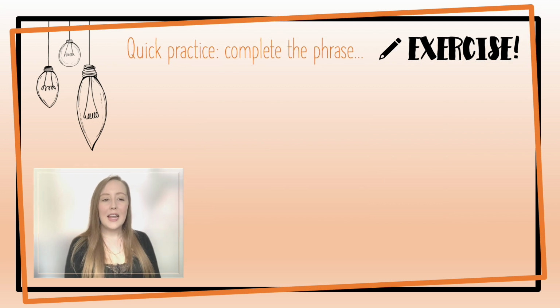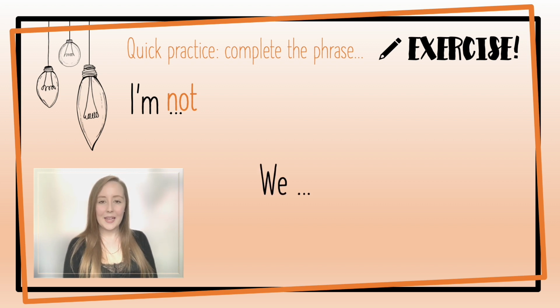Good. Let's try some quick practice. I'm going to show you a word and you are going to tell me the next word in the phrase. Make sure that it is negative. I'm. Good. I'm not. I'm not Spanish. I'm British. Well done. I'm not is negative. Good. We. How do we say the verb to be in the negative? Good. We aren't. We aren't Spanish. We're British. Good. Well done.